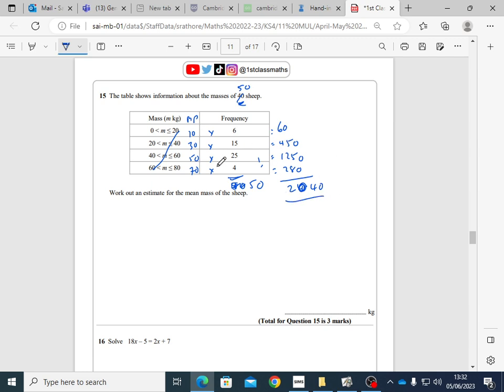That's how all the sheep weigh 2040 kg. And there are 50 sheep. So what is the estimate for the average mass? So you do 2040 divided by 50. And again, just do it on your calculator. Make it simple. So 40.8 kg is a sheep. That's a big sheep, right? Okay, 40.8.